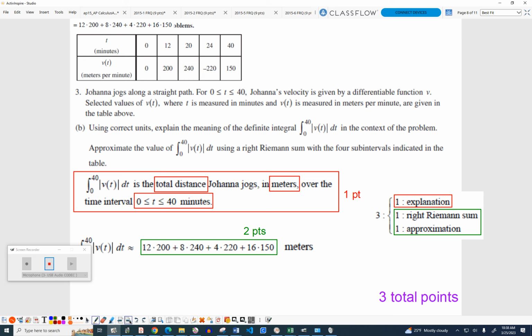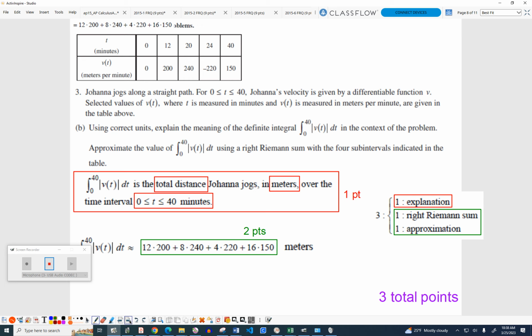That's when you can read it really fast. What if it's just distance? They'll probably give them that one. If they said it is the distance Joanna jogs in meters over the interval 0 to 40 minutes, they'll give them that. If they forgot the meters, no meters, no point. No minutes, no point. Automatic, that's for sure.